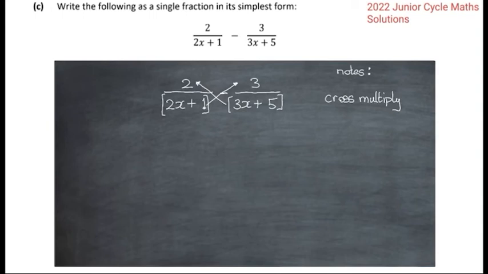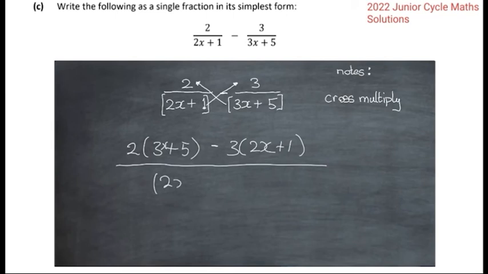So we're going to get 2 by 3x plus 5 on top, and also a negative 3 by 2x plus 1 on the right hand side as our numerators, and down below we're going to get the two denominators multiplied together, and we can just write them alongside each other. You do not need to multiply them out, as it's already simple when it's in the brackets.